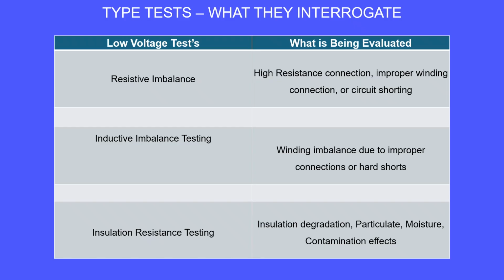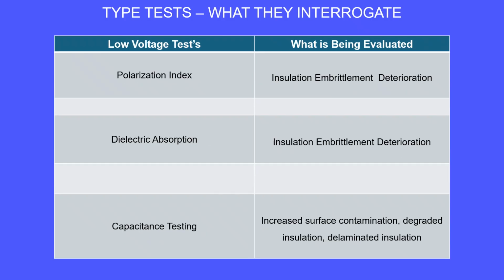Insulation resistance test evaluates the integrity of the ground wall insulation. It identifies degradation as well as effects that moisture or contamination have. Polarization index is a 10-minute IR test that determines the health of the insulation. It helps identify insulation embrittlement and degradation. The dielectric absorption test is like the PI test but lasting only 3 minutes long. It is used with smaller motors.